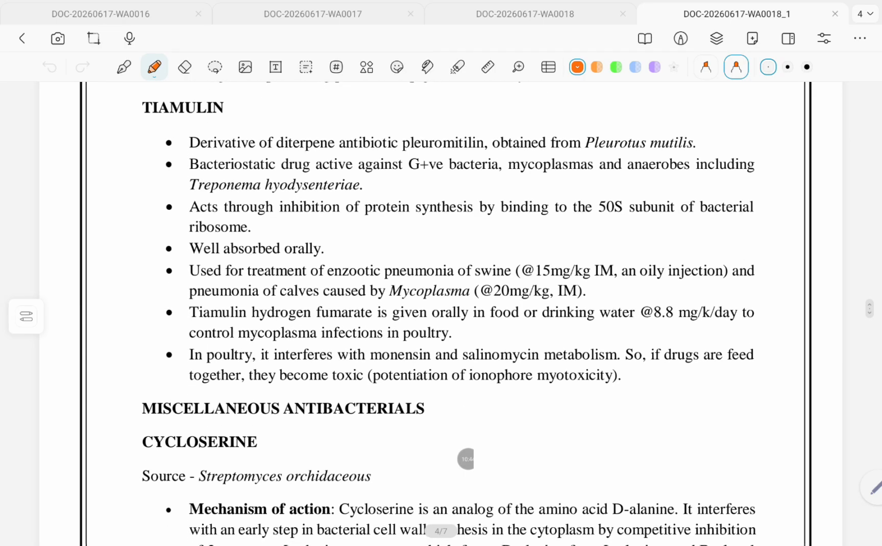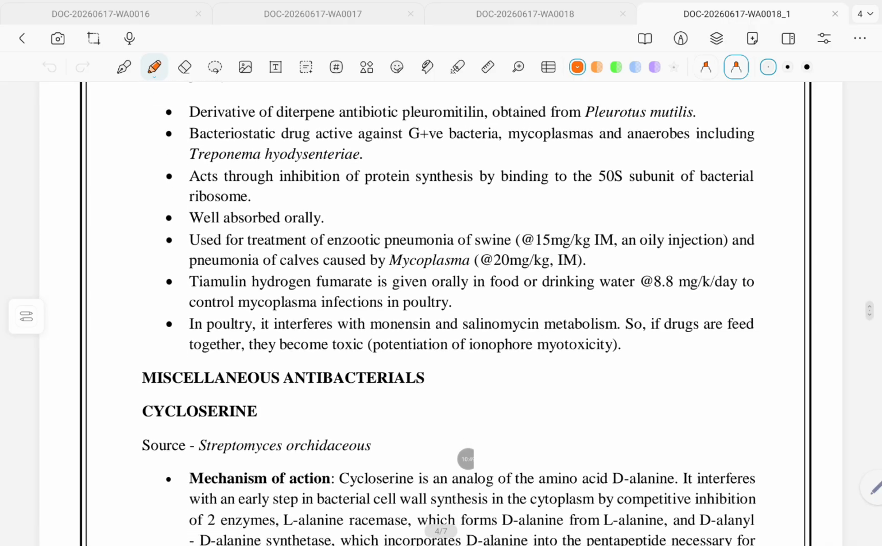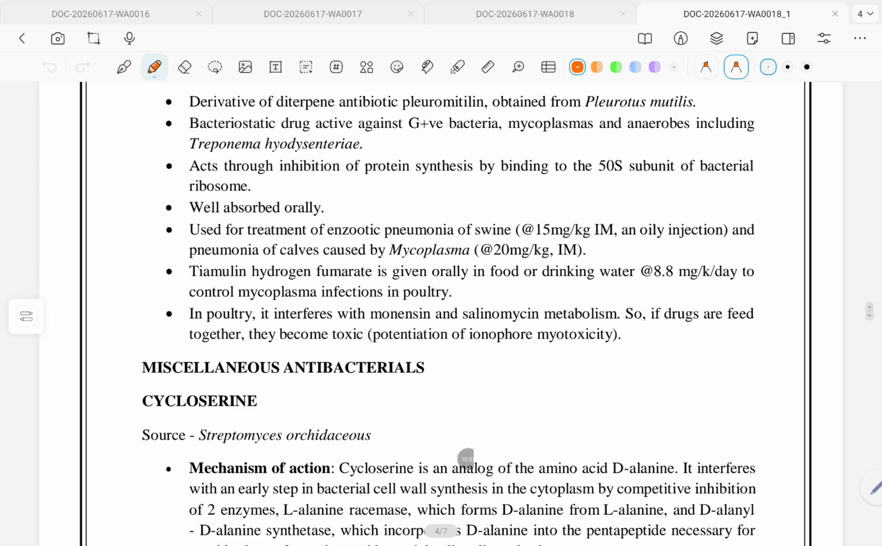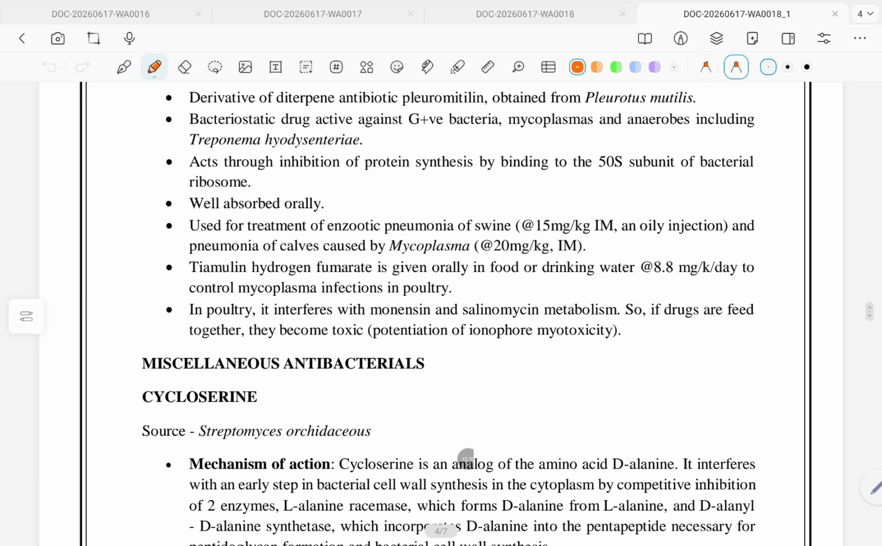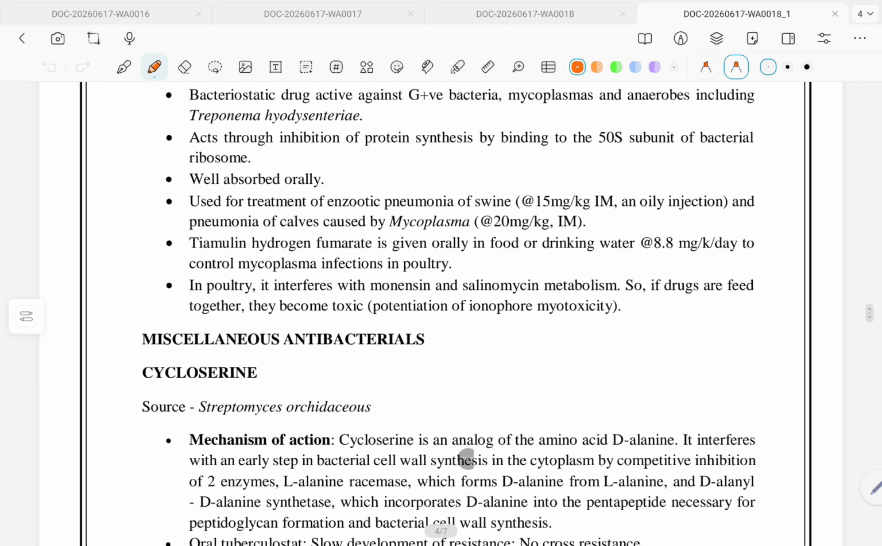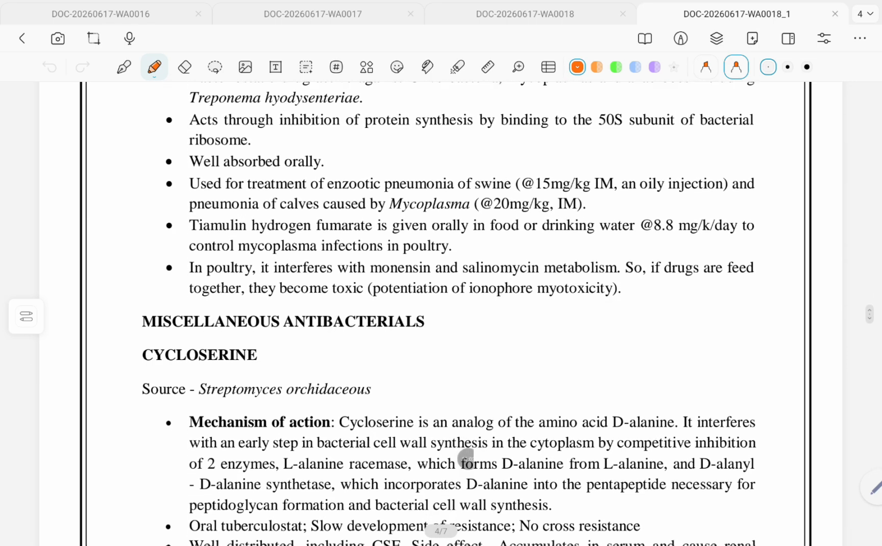Well absorbed orally, used for treatment of enzootic pneumonia of swine, 50 mg per kg IM, and pneumonia of calves caused by mycoplasma, 20 mg per kg IM.